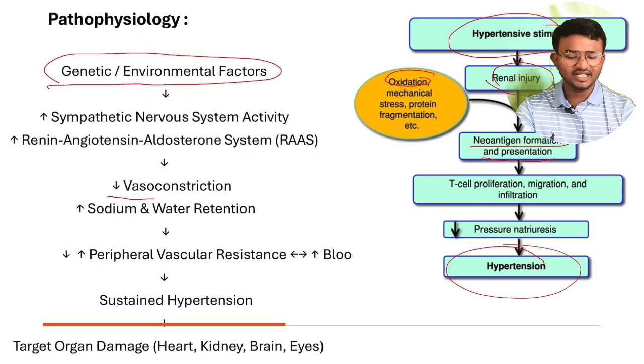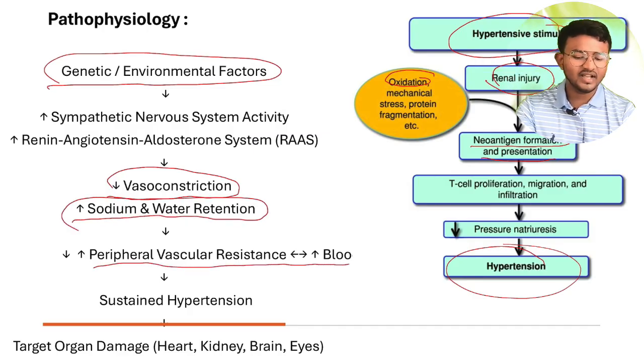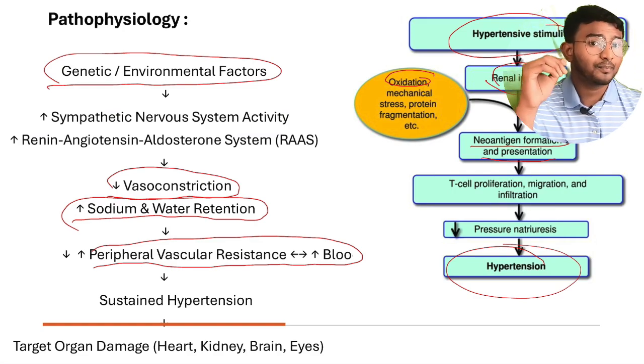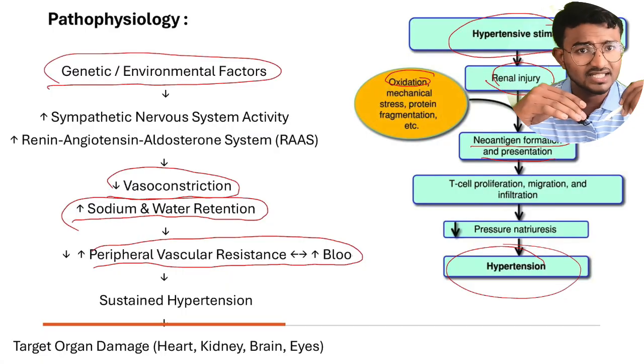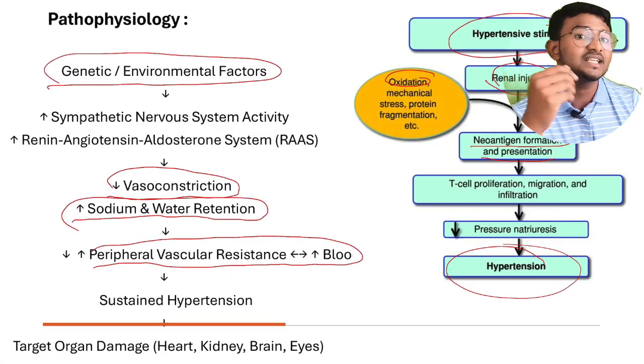So here, the vasoconstriction will increase, and the sodium and water retention will increase. So the peripheral vascular resistance will increase, and the blood volume also will increase. So it can lead to sustained hypertension. The problem is, if any patient has hypertension, we can't see symptoms because the patient will be asymptomatic.